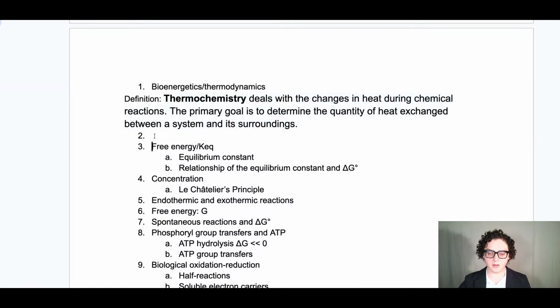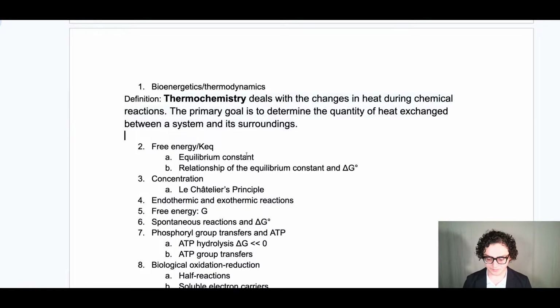The definition from the free chemistry textbook that the AAMC likes to use is that thermochemistry deals with the changes in heat during chemical reactions. The primary goal of thermochemistry is to determine the quantity of heat exchanged between a system and its surroundings. Now I'm going to riff off of this definition and include what I think is important to know for the MCAT and for this topic, especially in biochemistry, which this is really a biochemistry lesson.